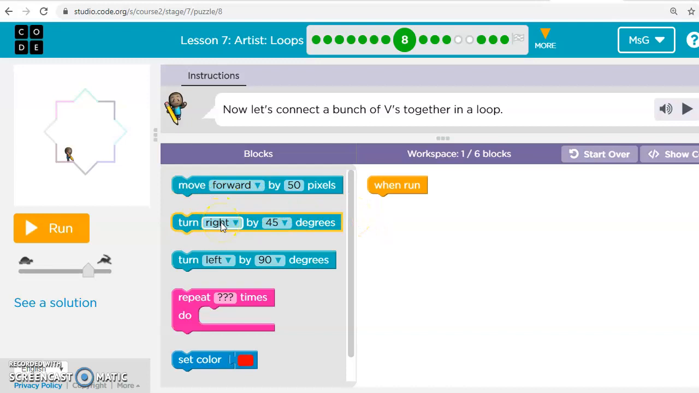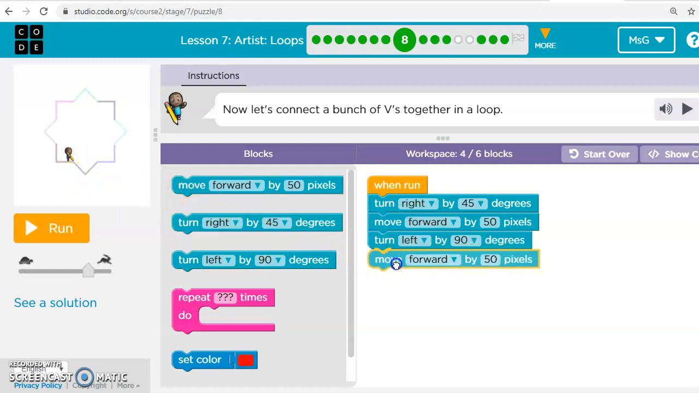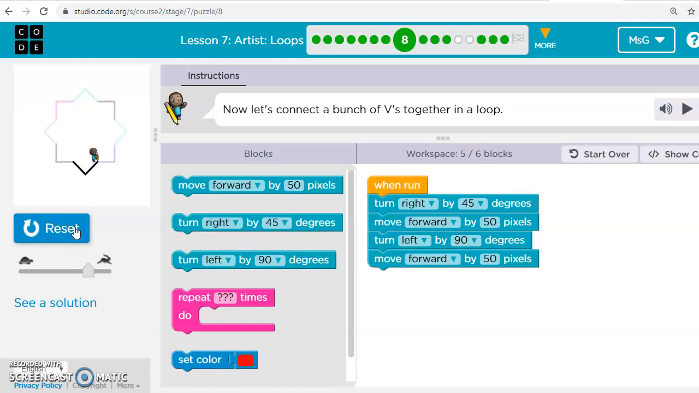So if we have our little artist turn right by 45 first, because remember this is not a 90-degree angle, move forward by 50, just like the directions told us. Then I'll have to turn left by 90. Remember, this is just like a square, tilted on the side. Move forward by 50. Okay, so let's run that and see if we get 1 V. So we did get 1 V.